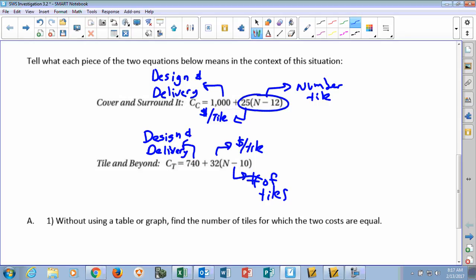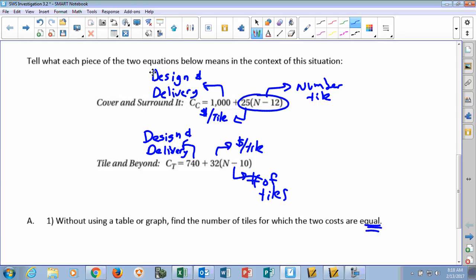All right, so question A asks us, without using a table or a graph, find the number of tiles for which the two costs are equal. When I have two equations, and I want to find out where they meet at the exact same point, what do you think I could do? I want to find where the two costs are equal. Equal is the key word.